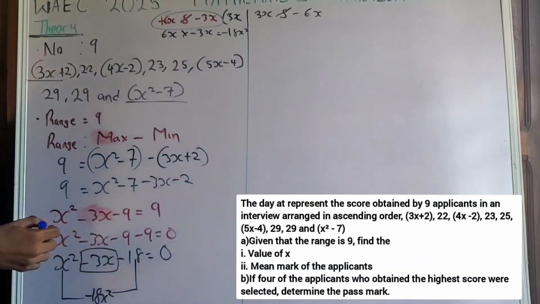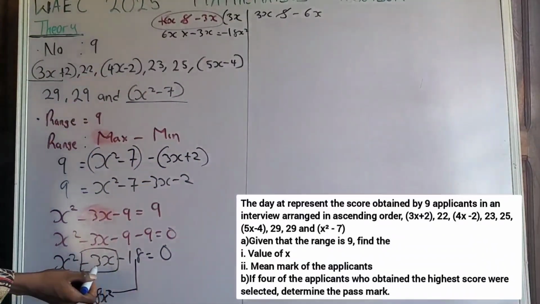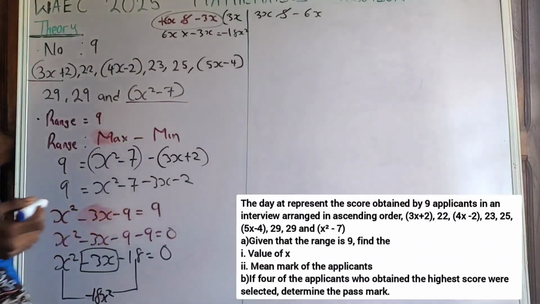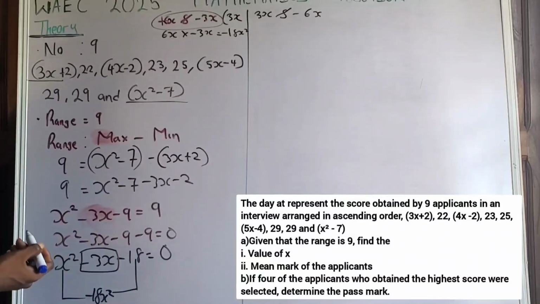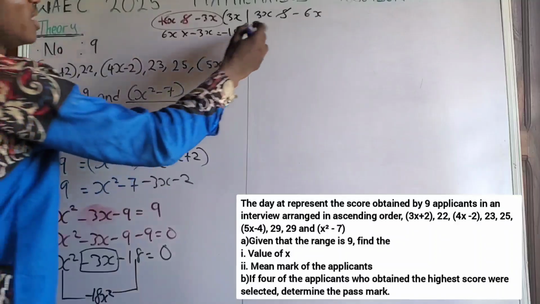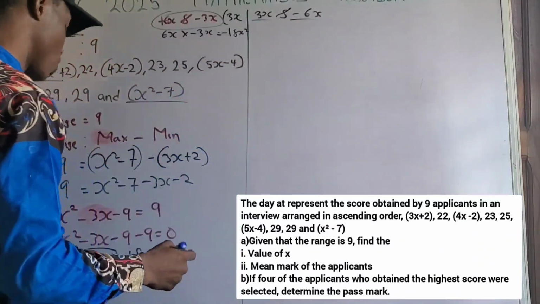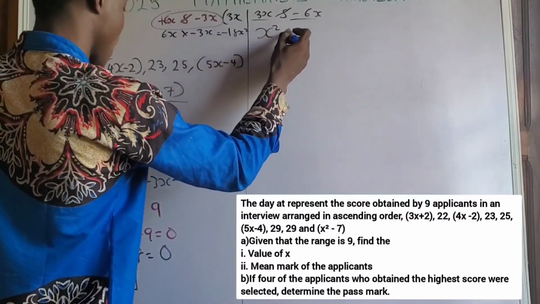3x minus 6x will give us minus 3x, right? Yes. And 3x times minus 6x will give us minus 18x squared. So the right numbers we need are 3x and minus 6x. So I'm going to have x squared.